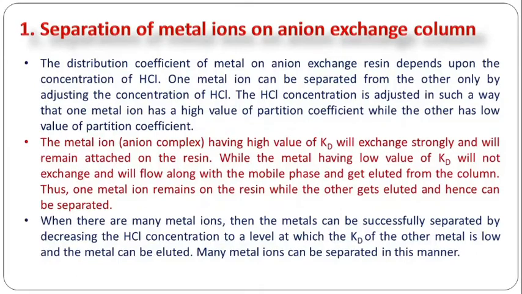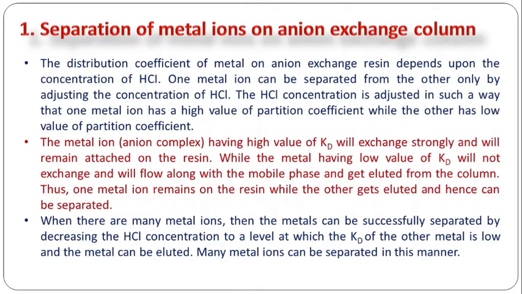When there are many metal ions, the metals can be successfully separated by decreasing the concentration of HCl to the level at which the distribution coefficient of the other metal is low and the metal can be eluted. Many metal ions can be separated in this manner.